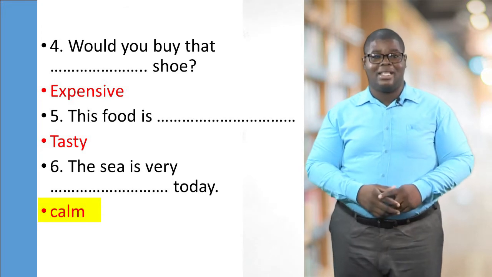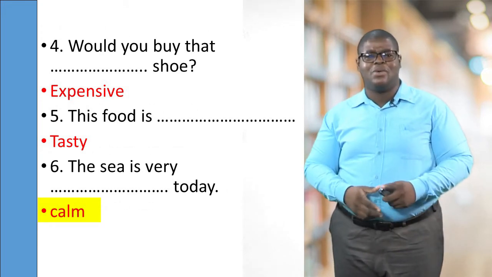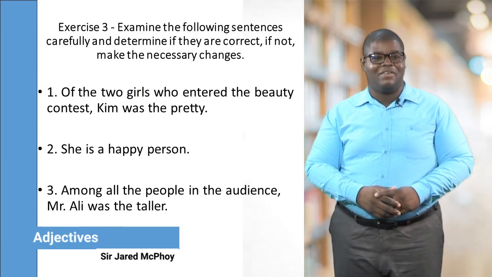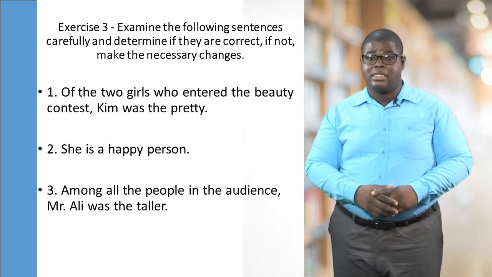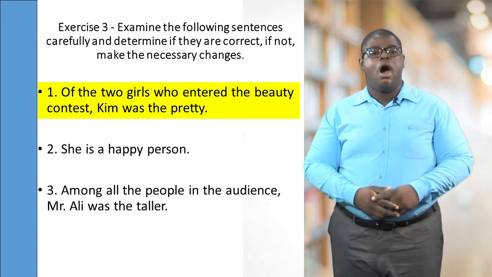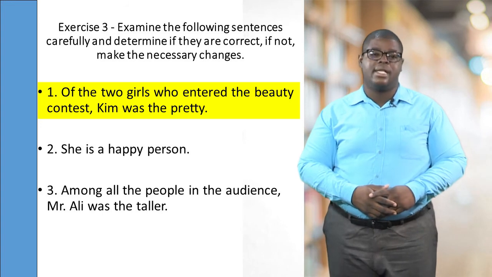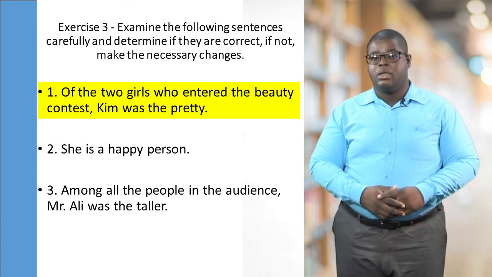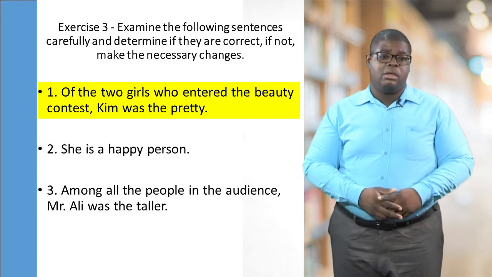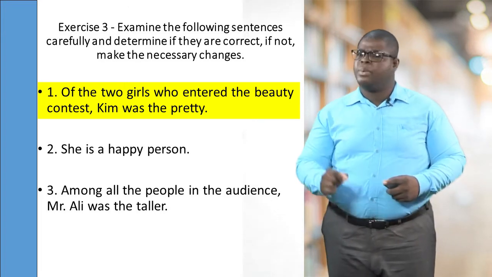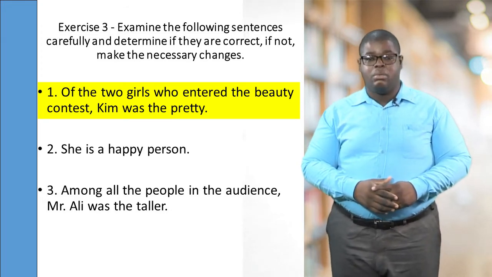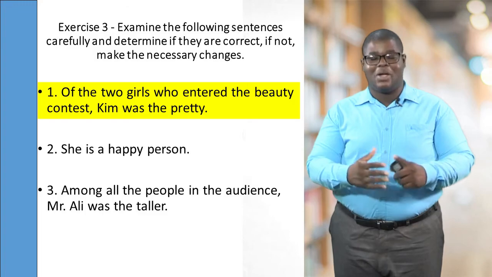Now, I hope that you enjoyed that. We're not finished. I have one more exercise for you. Exercise 3. We are going to examine the following sentences carefully and determine if they are correct. If not, make the necessary changes. Let's go. Of the 2 girls who entered the beauty contest, Kim was the pretty. If you think this sentence is correct, you put correct at the end of it or say correct. But if you think it's incorrect, we have to correct it. What is your answer?